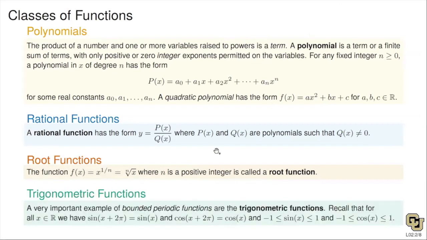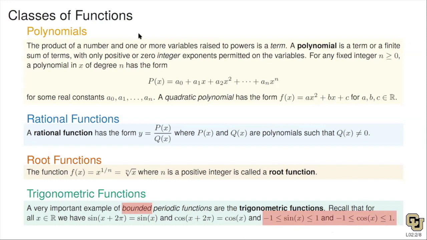Finally, I want to mention trigonometric functions, sine and cosine, tangent, those functions. These are very important examples of what we call bounded periodic functions. A bounded function is a function whose range is finite. So sine and cosine only oscillate between -1 and 1. That's why we call this a bounded function.